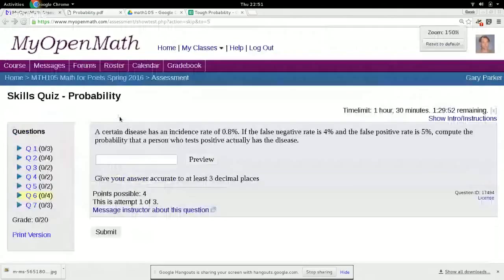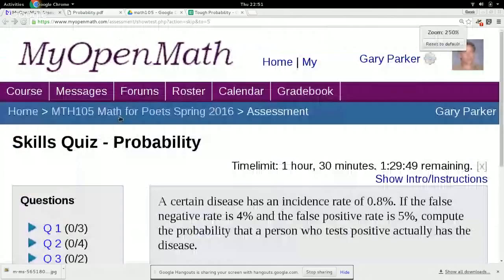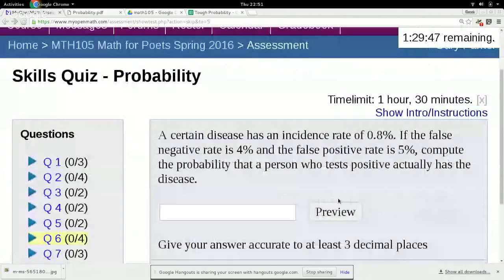All right. So we have a certain disease that has an incidence rate of 0.8%, a false negative rate of 4%, a false positive 5%. So I want to talk about what the false negative means, what the false positive means, and how to use that with an incidence rate. And I'm going to use a table to do so.